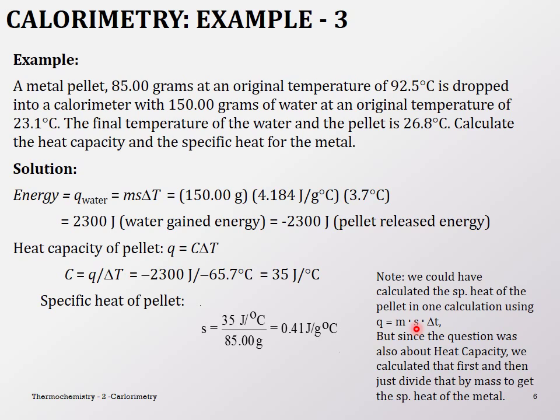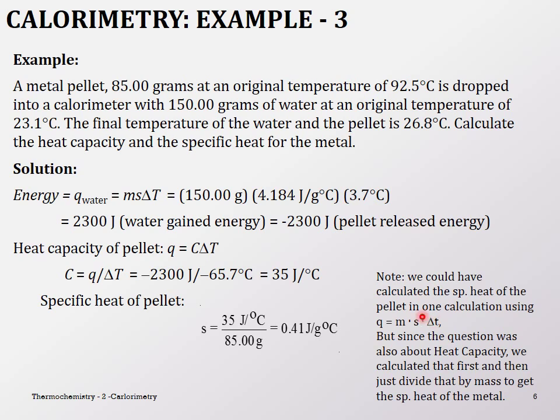But the thing was that we were asked for the heat capacity of the pellet also. That's why we used this formula first. If not, we would have used this formula right away, and to calculate the S, it would have been Q divided by M delta T, which is exactly what we did over here. We divided by mass over here, and delta T is right here. So that's what we did with the amount of energy released that we calculated before.